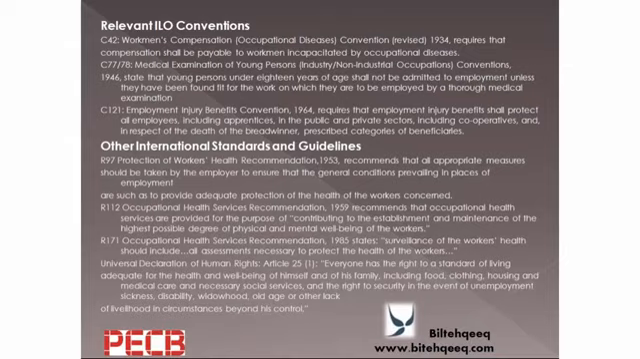And there are also some other international guidelines, and these are protection of the workers, and the next is occupational health service recommendations. So these all are related to worker health and safety, and it is basically the responsibility of the organization to protect the workers from any accident and provide them a good working environment.